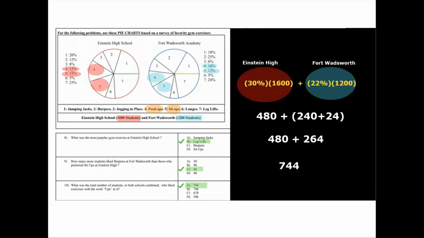For the last question in this introductory set, we have, what is the total number of students in both schools combined who liked exercises with the word ups in it? Here you can see that the activities of push-ups and sit-ups both contain that English phrasing. So just be careful as you look through the list, and you can see that for Einstein, that's 30% of that student population, compared to Fort Wadsworth, which is a smaller school, 22%, for a grand total of 480 plus 264, or 744 students total. And the correct answer was A.